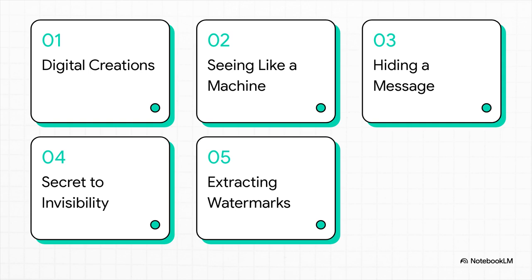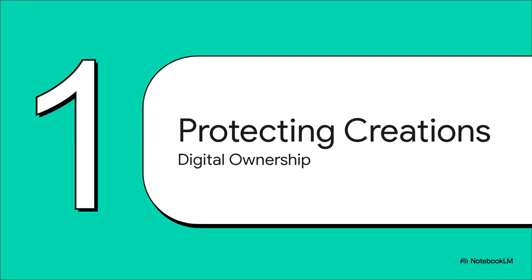Okay, so here's the game plan. First, we'll touch on why you'd even want to do this. Then we'll look at how a computer sees a video, which is totally different from how we do. After that, we'll get into the nitty-gritty of hiding the message, figure out the magic trick that makes it invisible, and finally, see how you can actually pull that secret message back out. Let's do it. All right, section 1.